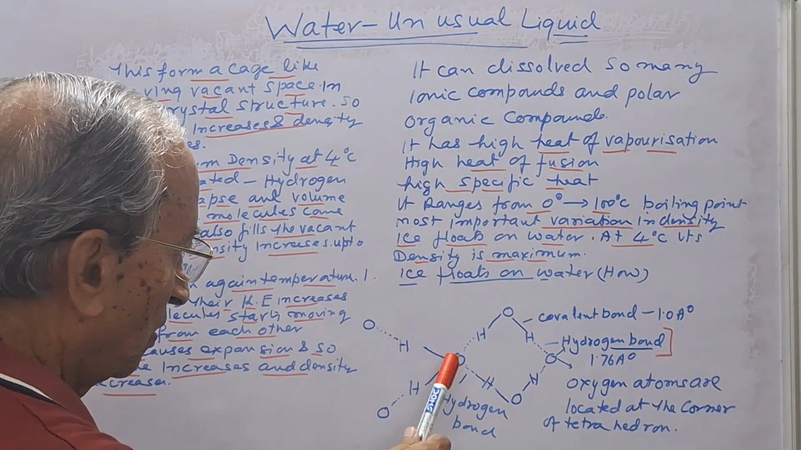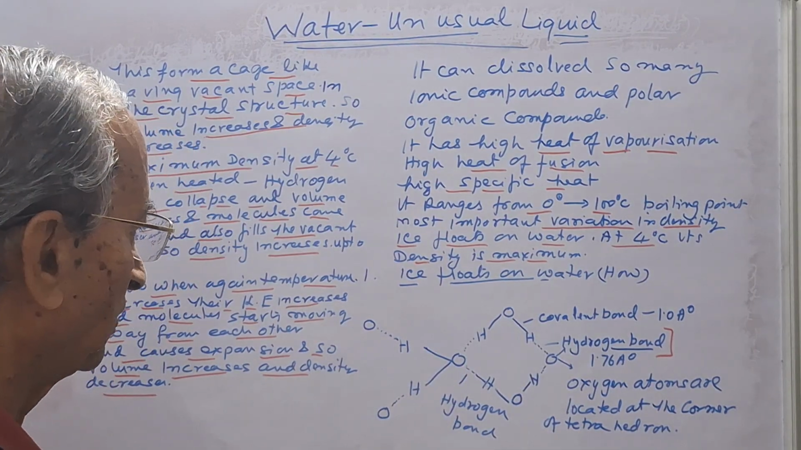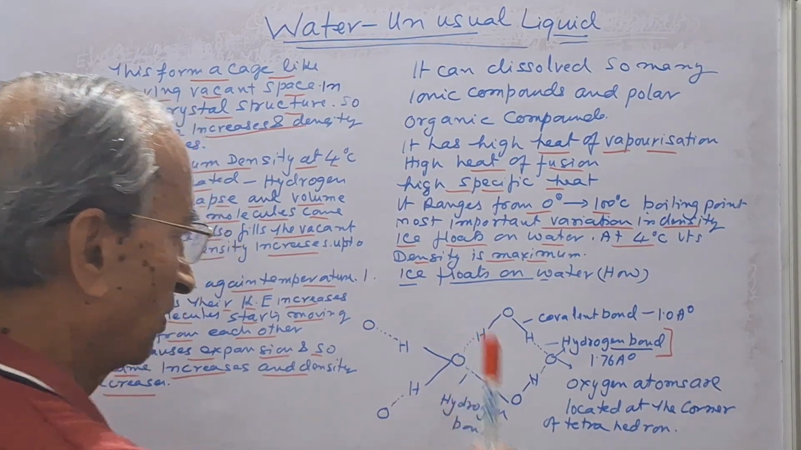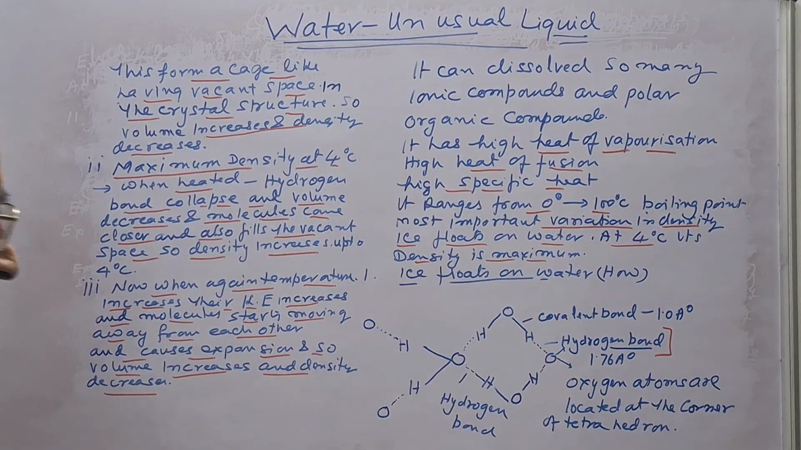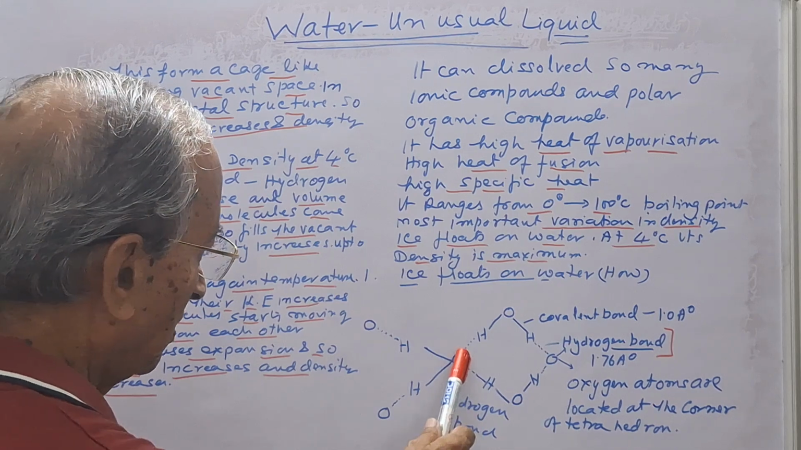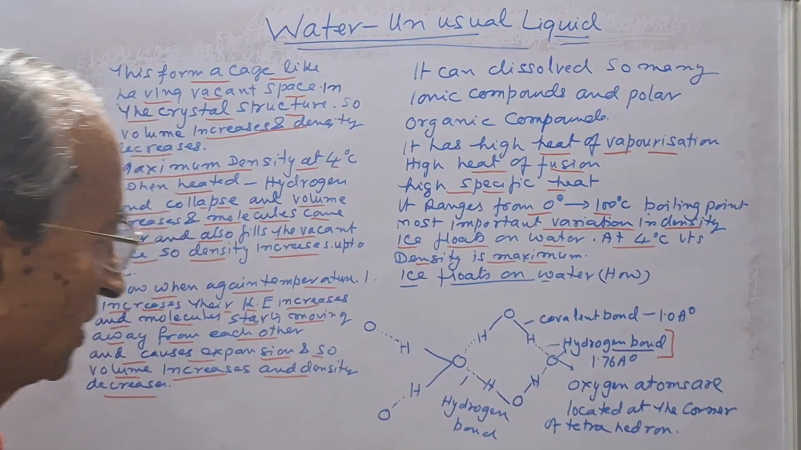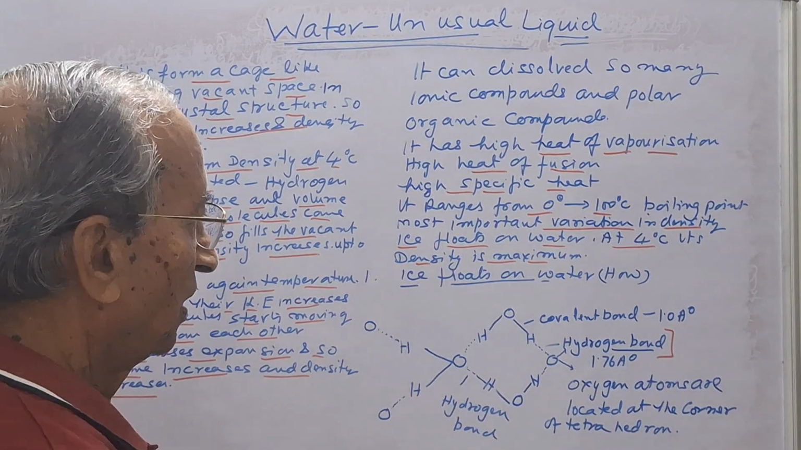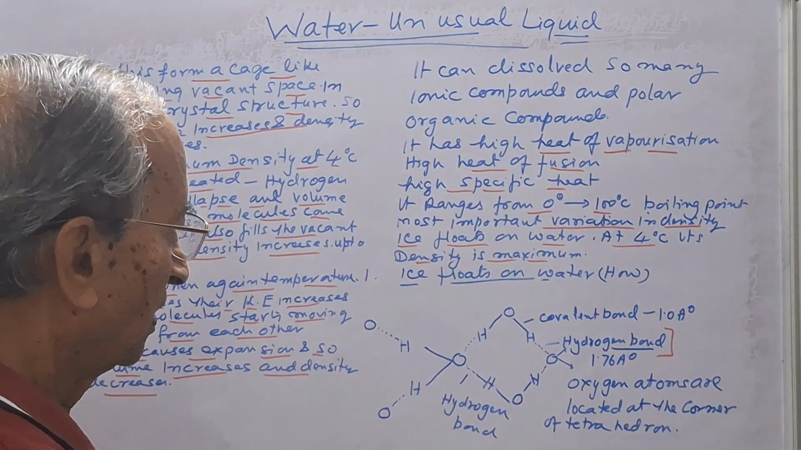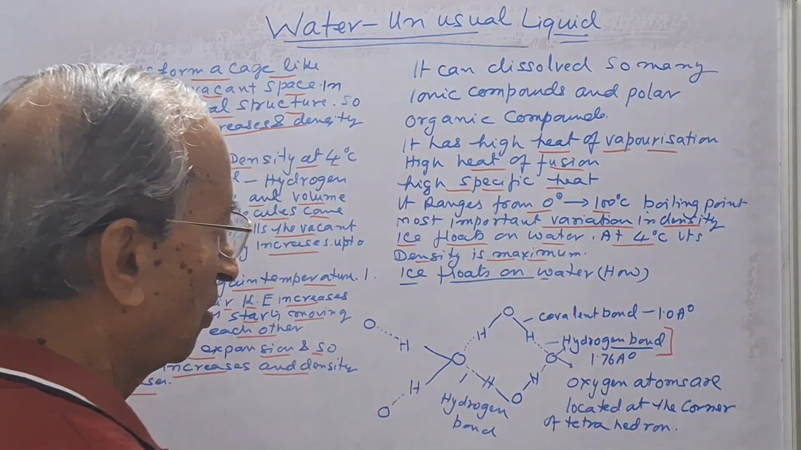See, oxygen has 2 covalent bonds with hydrogen, and 2 hydrogen bonds with hydrogen. So it forms a tetrahedral structure, and the oxygen atoms are located at the corners of the tetrahedron. The bond length of the covalent bond is 1.0 Angstrom, while the bond length of the hydrogen bond is 1.76 Angstrom.